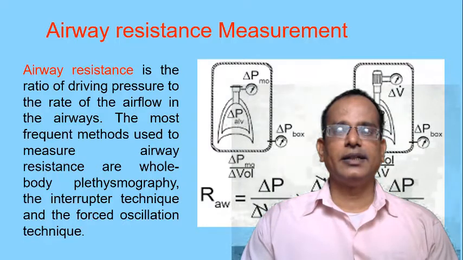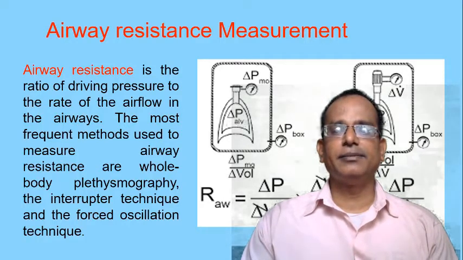Now we are seeing that airway resistance, denoted by the suffix AW, is equal to fractional pressure del P divided by fractional volume, del VOL, that is a differential volume, which is equal to del P, the change in pressure in the alveoli, divided by the change in volume in the chamber.